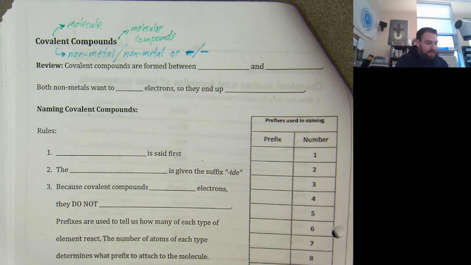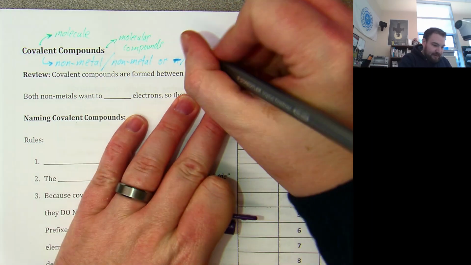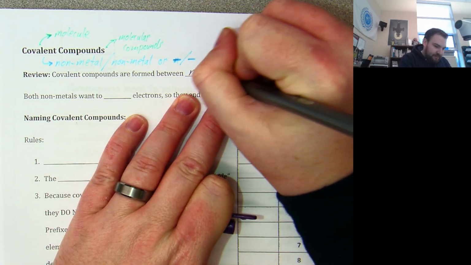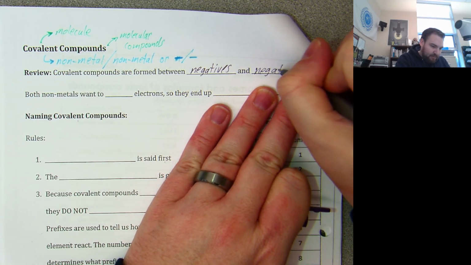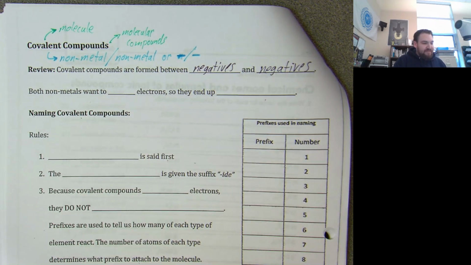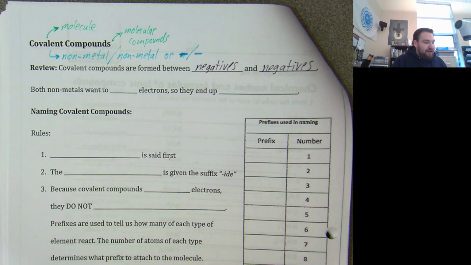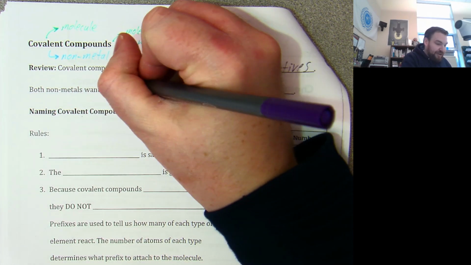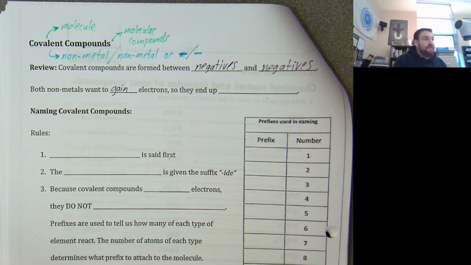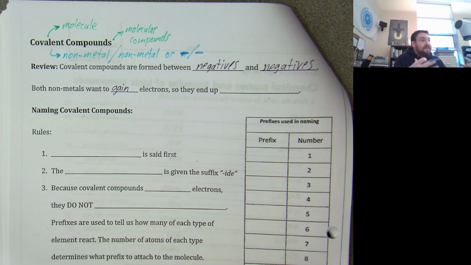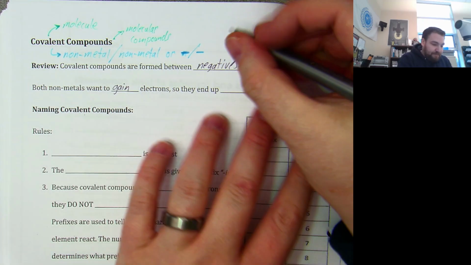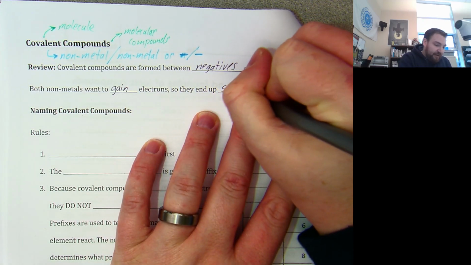Covalent compounds are formed between negatives and negatives. Those negatives are nonmetals, and both nonmetals want to gain electrons. They have space in that outer valence shell, as you've seen with the Lewis diagrams and the Bohr diagrams that we've been doing. The negative ions have space to fill. So between them, they end up sharing.